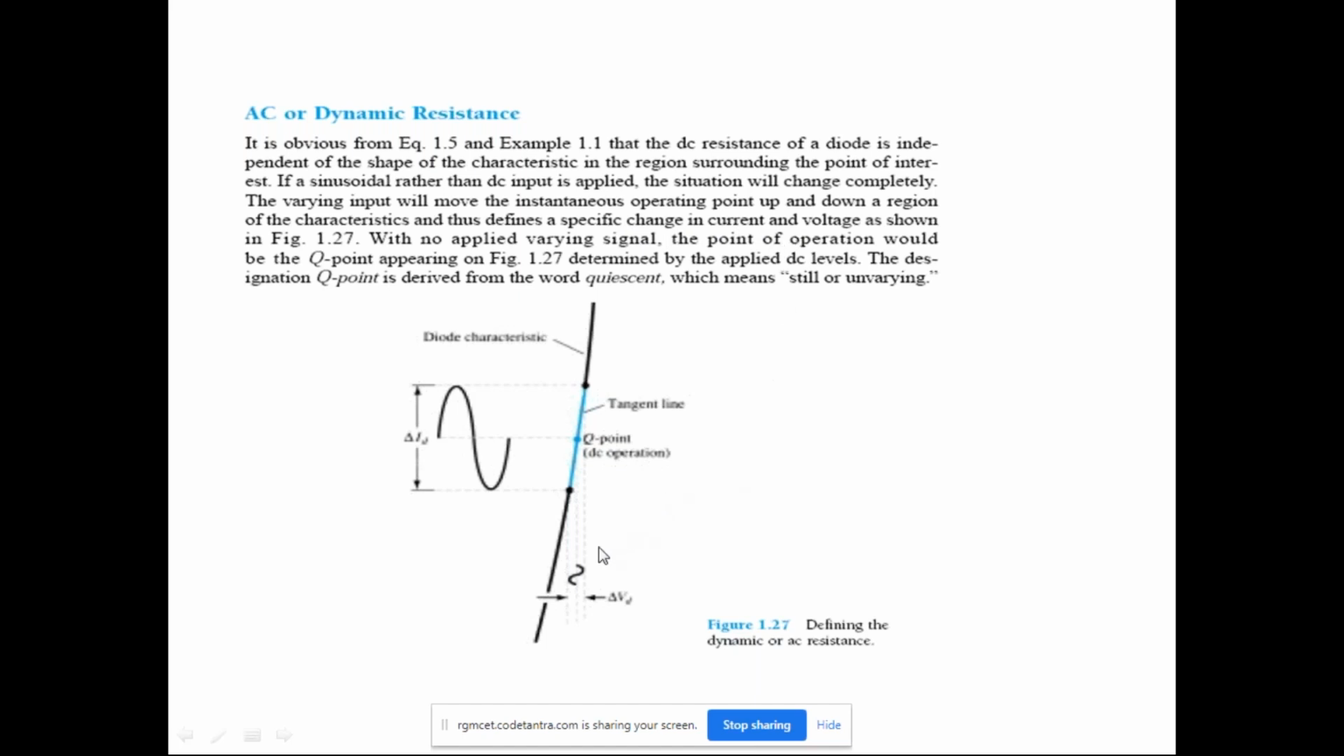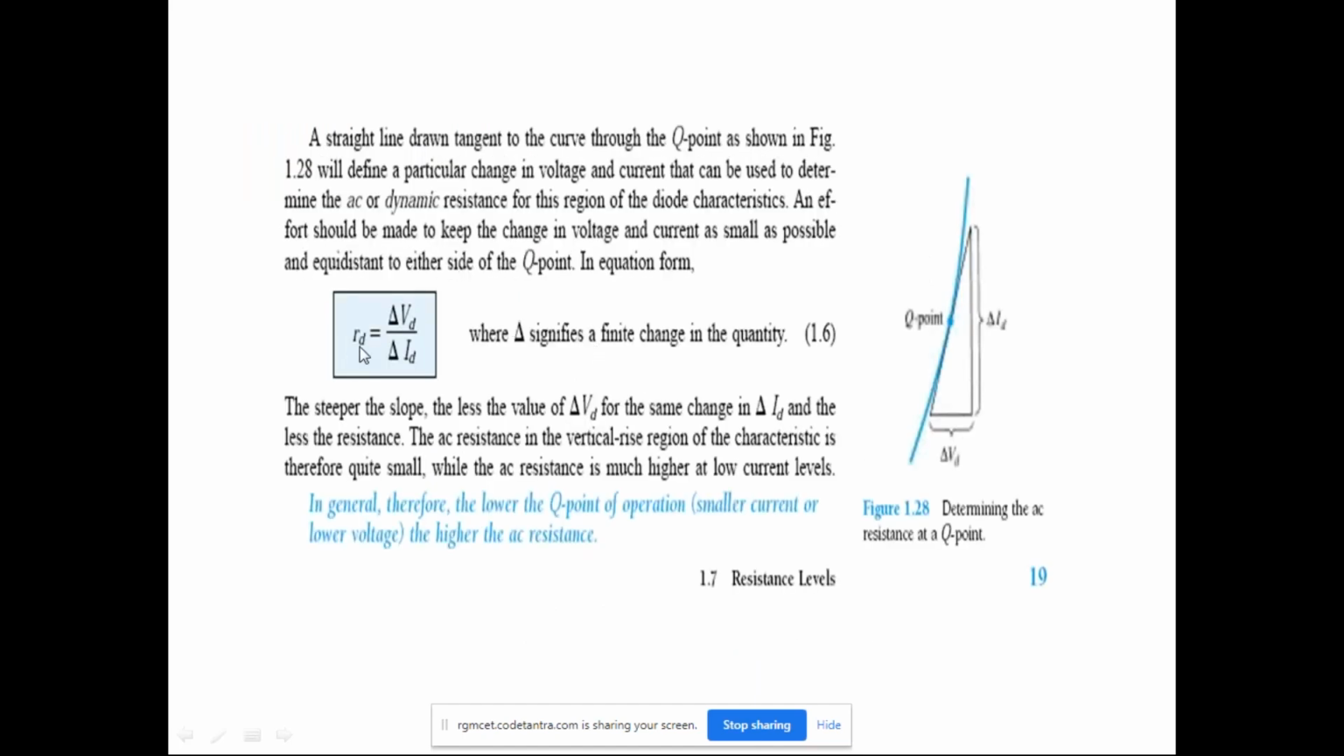Now in this case, how to find the resistance? What is the maximum change? This is the maximum and this is the minimum. This is the delta VD. Similarly in the y-axis, delta ID. Change in VD on the x-axis, change in ID on the y-axis. Then you can find the resistance. Now what is the resistance? RD is equal to change in VD by change in ID. Right? So this is the dynamic resistance concept.